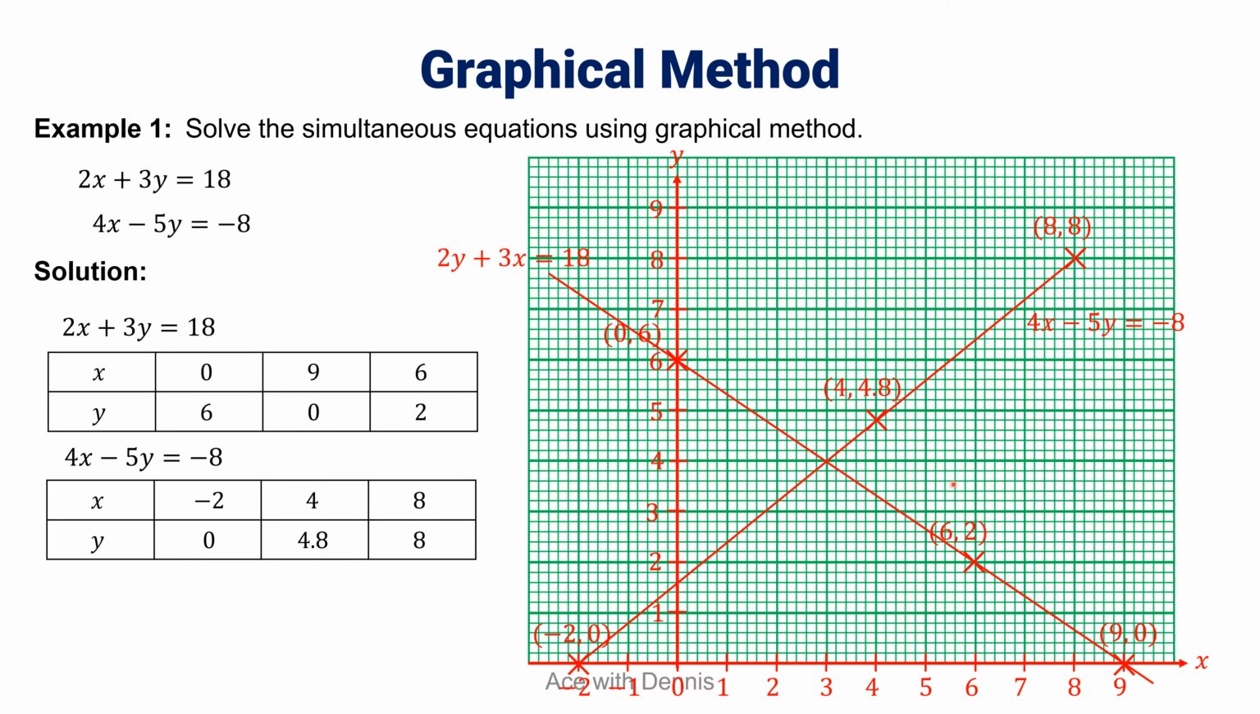From here you can notice that these two lines intersect at one point, and the coordinates of this point are (3, 4). So this is the solution of these two equations. From the graph, the solution is x is 3 and y is 4. This is the graphical method to solve simultaneous equations, and in this case it is the first possible result, where we have one common solution.